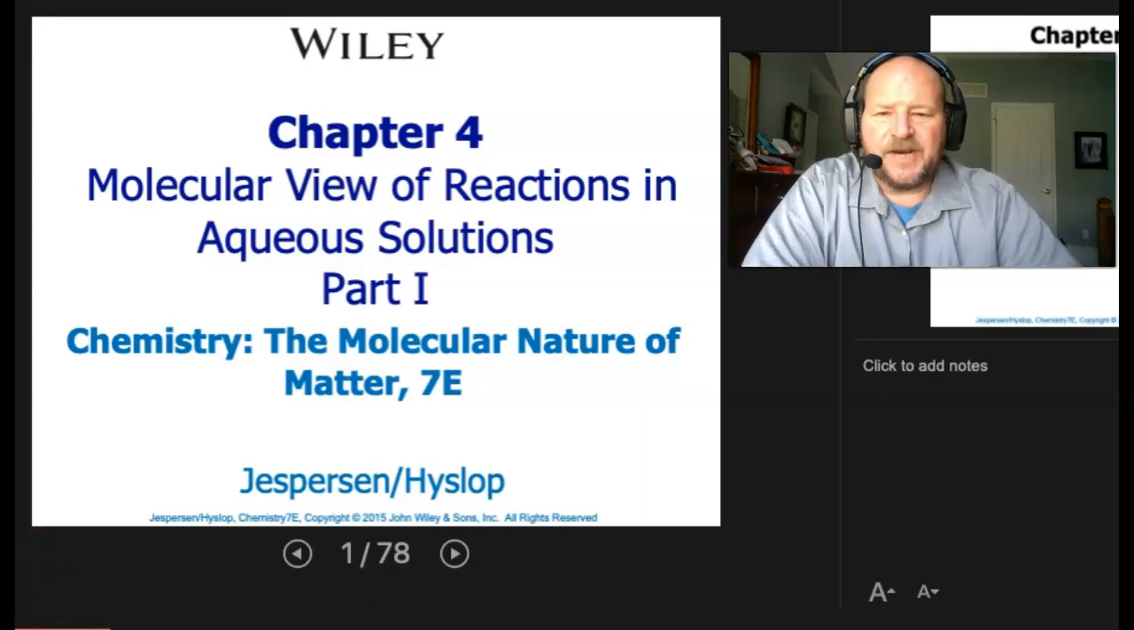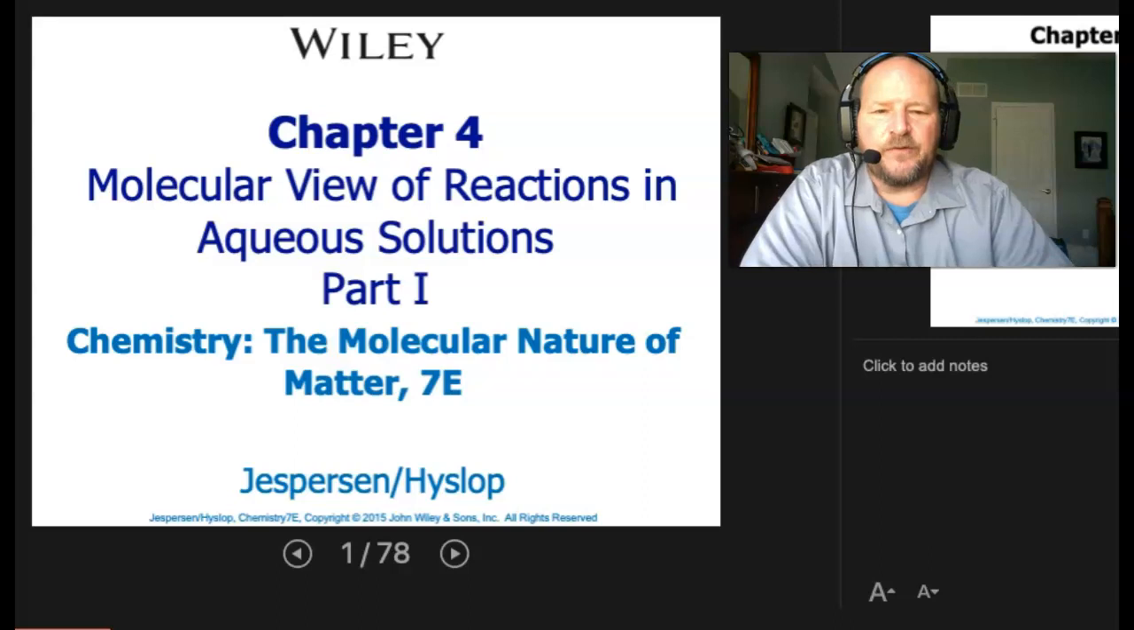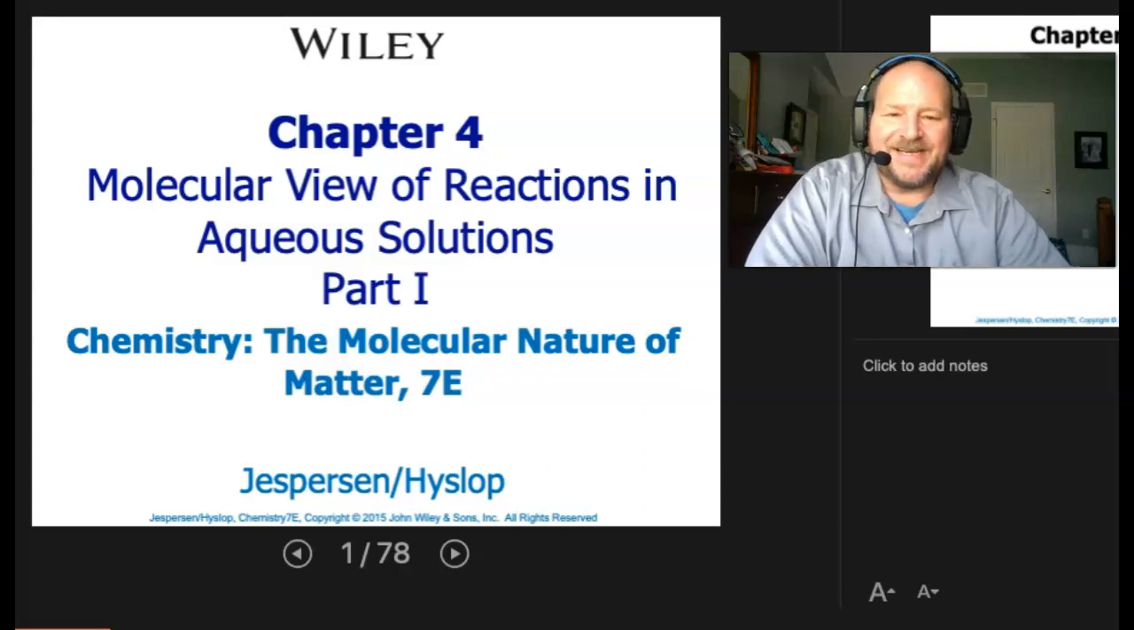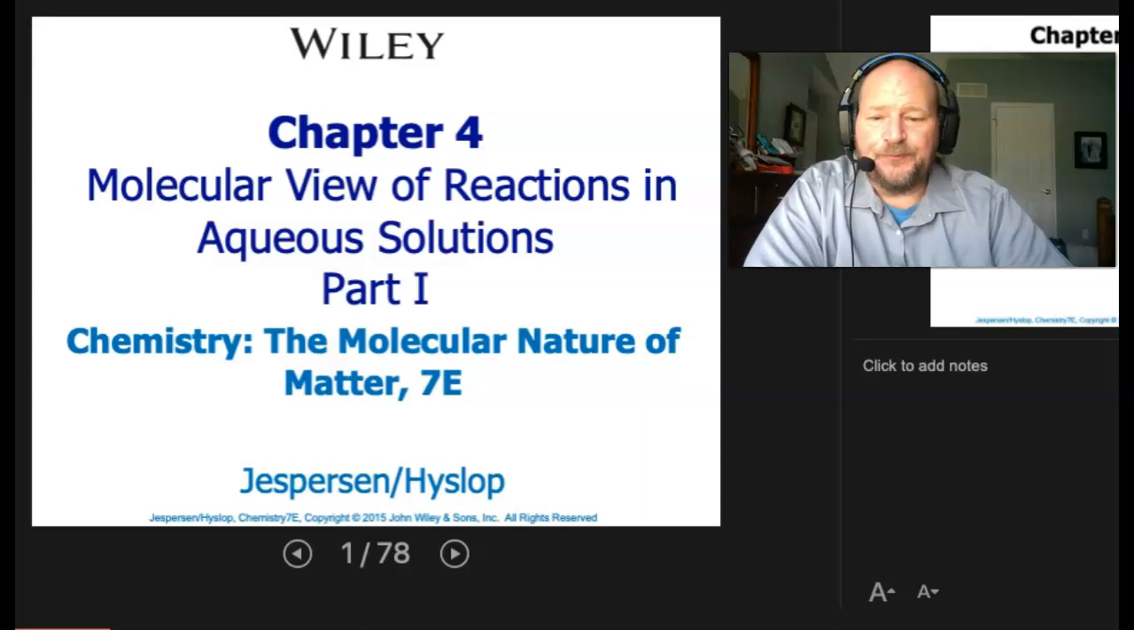So here we are with chapter 4, the molecular view of reactions in aqueous solutions. Up till now we've done stoichiometry, we've looked at limiting reagent and percent yield, and we've had test 1. So this would be information for test 2 or exam 2.